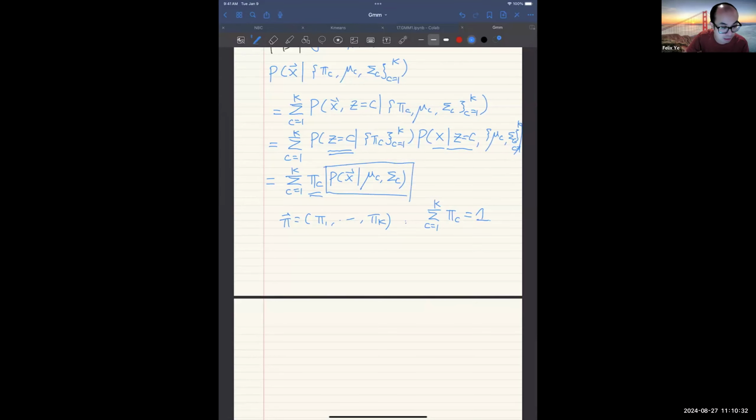The second part right here will be the PDF of the Gaussian, and generate the point of x right here. So this is basically a Gaussian distribution with the mean of mu c and the covariance of sigma c.